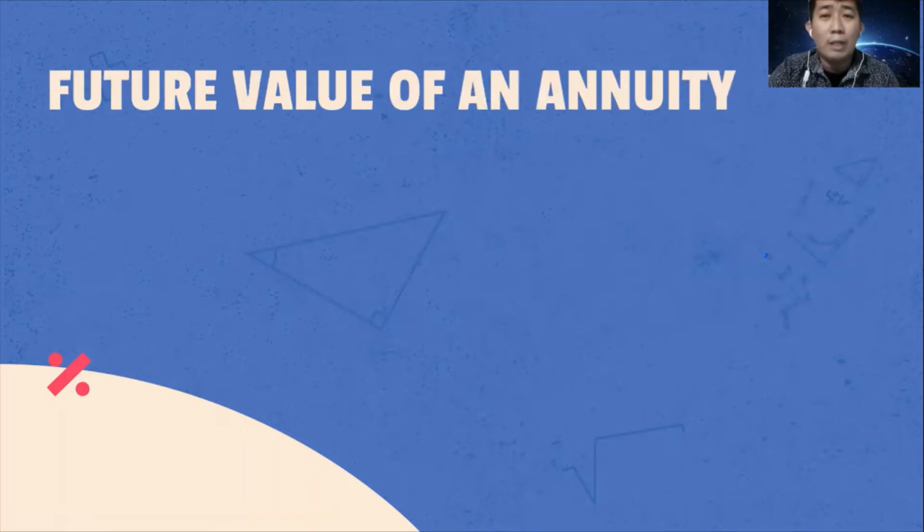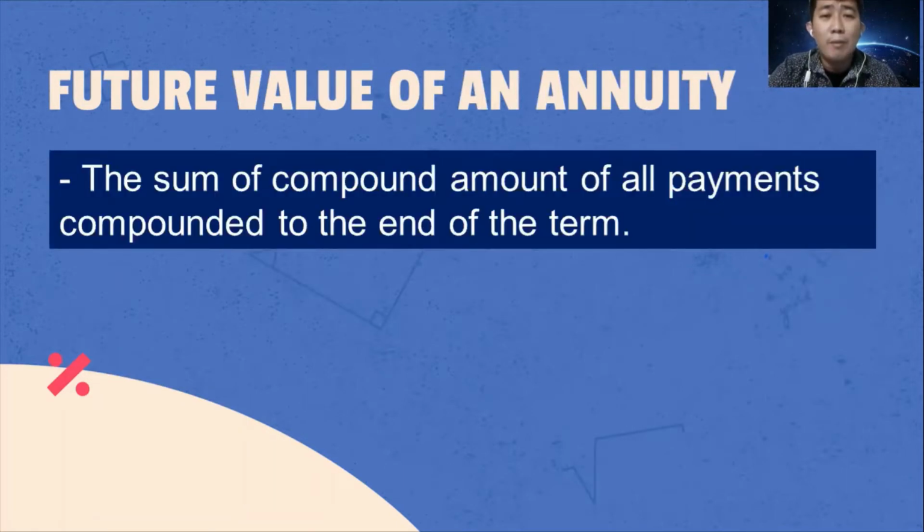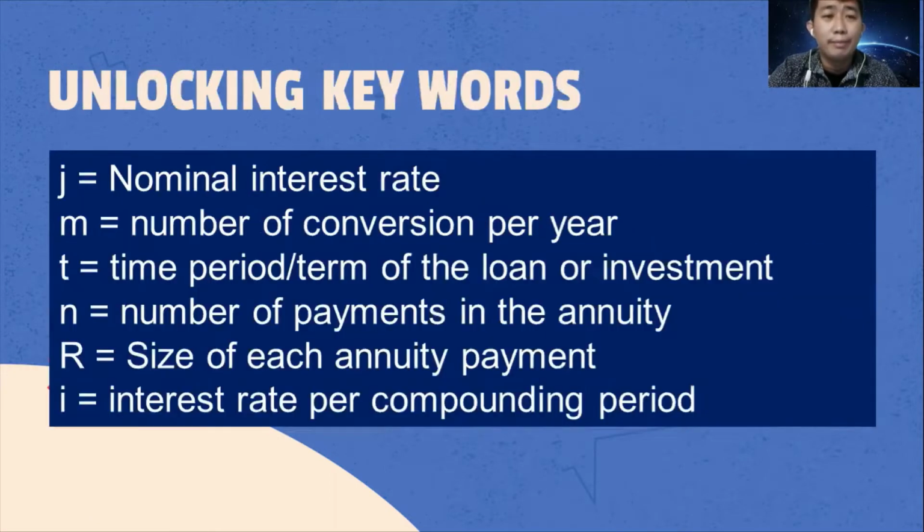Future value of an annuity: the sum of the compound amount of all payments compounded to the end of the term.